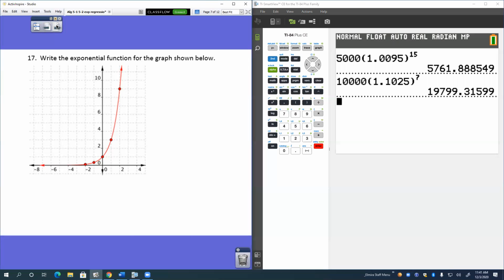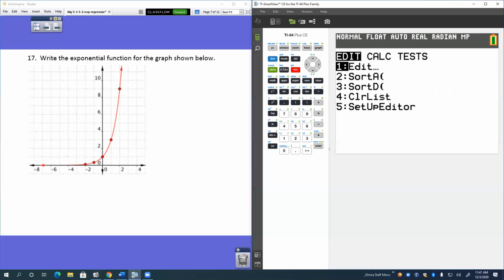Write the exponential function for the graph shown below. This is what we did yesterday. You have to go to Stat and Edit and type in your points. This one is above the axis, so we don't know that point. We can't type it in. This one, we don't know exactly what it is, so we can't type that one in either. So we know what these three are because those are exact points. So only use those 3 points. Go ahead and type those into your stat edit.